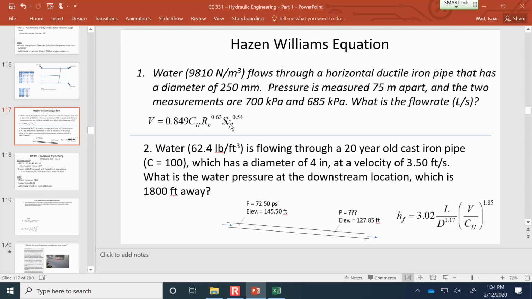Having H sub F in the equation, it's asking for S sub F, not H sub F. H sub F has units of meters, so it's the head loss. S sub F, remember, is the variable for the slope of the energy grade line, and so it is H sub F divided by the length of the pipe. We know that this pressure measurement was taken 75 meters apart. So from the measured head loss and the given pipe length, you can get S sub F and then calculate the flow through the pipe in terms of its velocity, multiply velocity by area, and that will give you the flow rate.